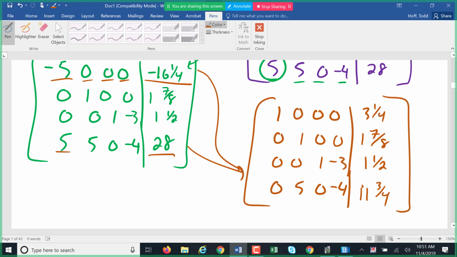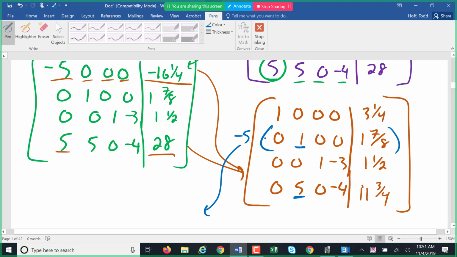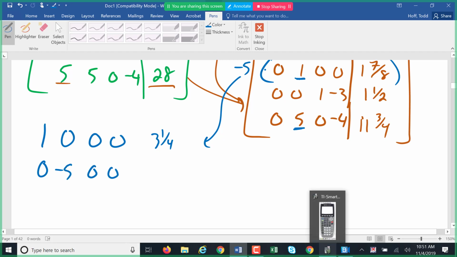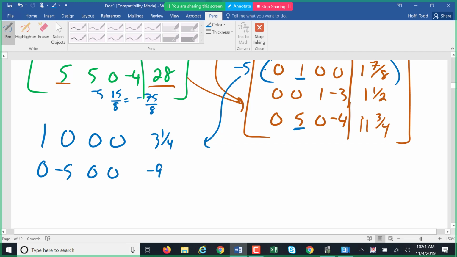Well, now let's get rid of this 5 here. So I'm going to use the second row because that's got a 1 in that second column and zeros everywhere else. So I'm going to multiply this second row by -5 and use it to get rid of that 5. So my top row stays 1, 0, 0, 0, 3 1/4. Second row becomes 0, -5, 0, 0. Let's see, 15 over 8 times -5 is -75 over 8. That's -9 3/8. And my third and fourth rows don't change at this moment.